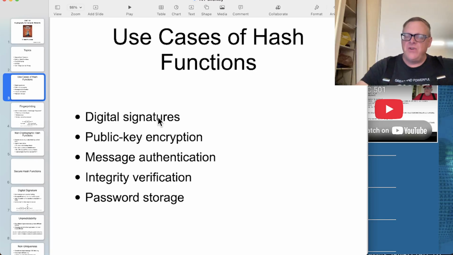And so we use them for digital signatures. It's used in public key encryption to authenticate messages and verify the integrity of files you might download. And it's used to store passwords. Instead of storing passwords in plain text where they can be stolen, you hash them. And then if somebody steals it, it's not easy to reverse the hash back to the real password.